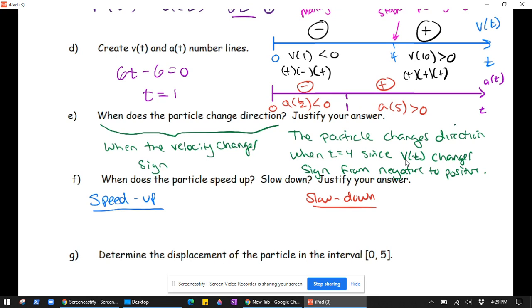Speeding up, we're going to say speeding up happens on the intervals where acceleration and velocity have the same sign. So clearly on the interval 0 to 1, because acceleration and velocity are both negative. So maybe I'll just note that. Well, since a of t is positive and v of t is positive. And then also from 4 to infinity.